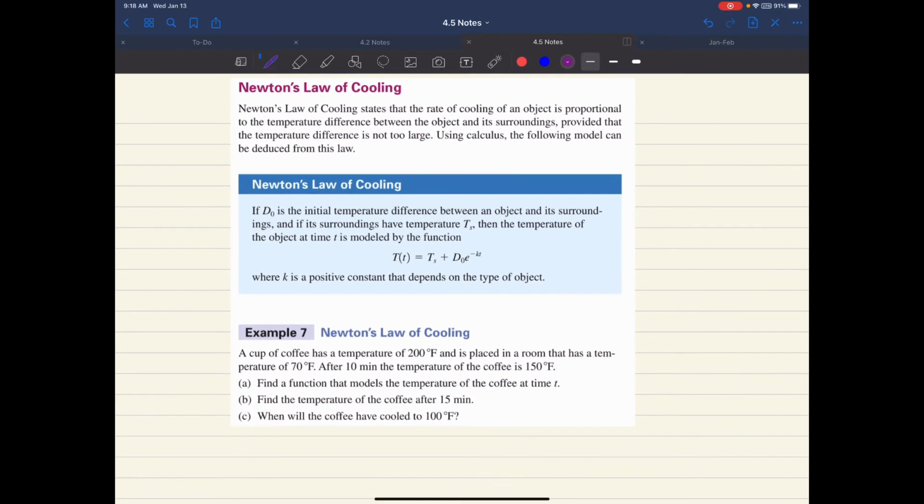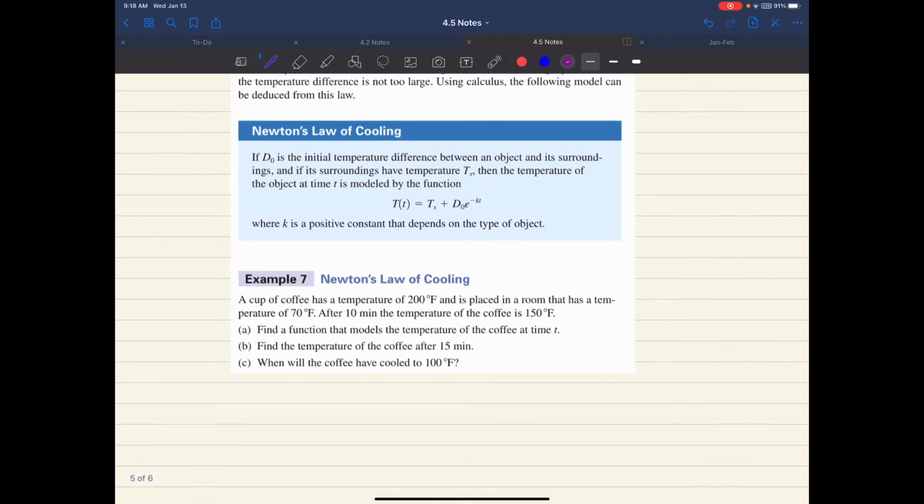Okay, Newton's law of cooling. So there are actually more formulas in this section than what we're doing, but we're focusing just on a few of them. So I'll read this. Newton's law of cooling states that the rate of cooling of an object is proportional to the temperature difference between the object and its surroundings, provided that the temperature difference is not too large. Using calculus, the following model can be deduced from this law.